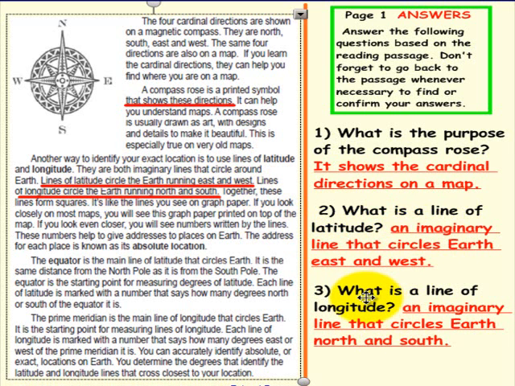Question 3. What is a line of longitude? An imaginary line that circles Earth north and south. Again, in this paragraph, you'll find the answer to that question. If your answer matches ours, that is truly superior.